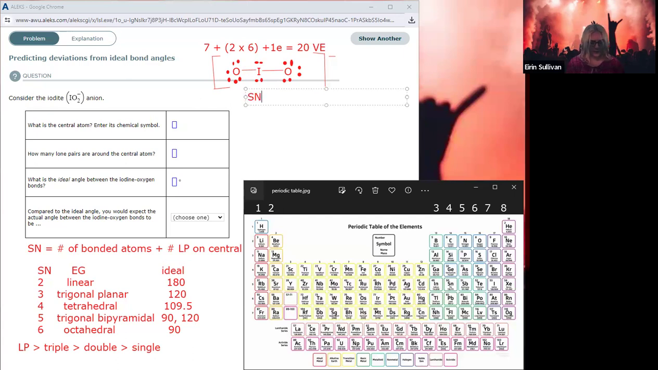So steric number, then 2 bonded atoms, because there's 2 iodine-oxygen bonds, and there are 2 lone pairs of electrons on the iodine, giving us a steric number of 4. Therefore, our electron group geometry is tetrahedral. Therefore, our ideal bond angle is going to be 109.5 degrees.